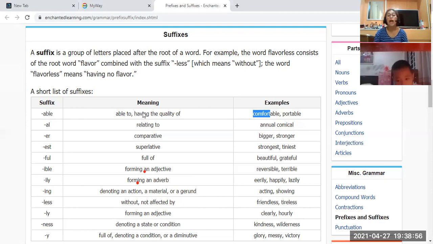Another here is al, A-L, meaning relating to. For example, annual, from anno, means every year, once a year. When I say I celebrate my birthday annually, it means every year. All of these, able, al, er, est, are suffixes. A suffix is a group of letters added at the end of the word, not the beginning. Do you understand, Kyo? Yes, teacher.